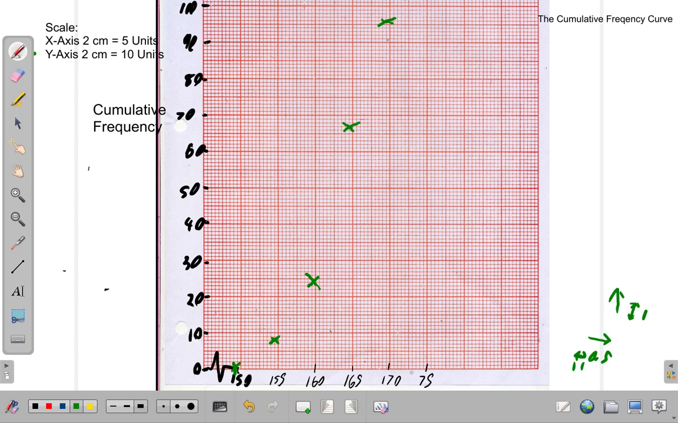174.5, 100. I didn't put the 1 here. I put 75. It should be 175. Let me make this right. It should be 175, 100. Where is it? Where is 175, 100? See if we can find it.